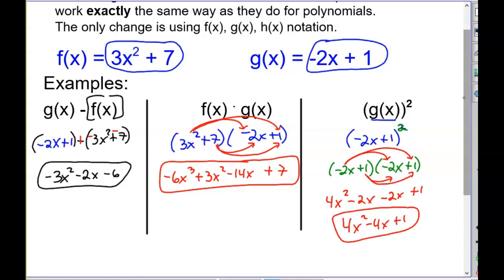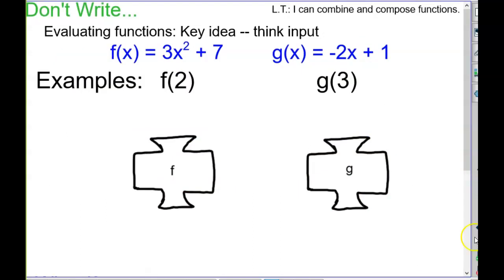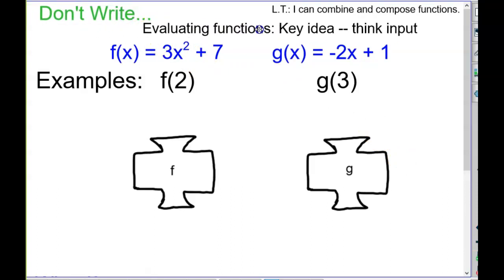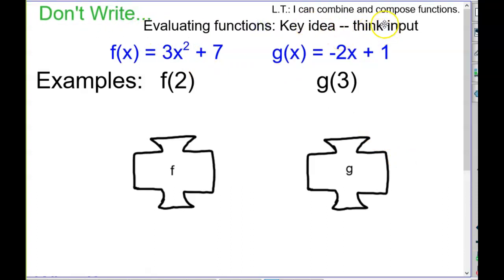There's a new part, and it's called composition of a function that at times kids can really struggle with. One of the things I've noticed in my pre-calculus and calculus classes is this next concept is something kids don't grasp fully. We have to review it multiple times. So I'm going to start off with this piece. I do not want you to write it. We're going to talk about evaluating functions, and the key idea is to think of this as like a machine.